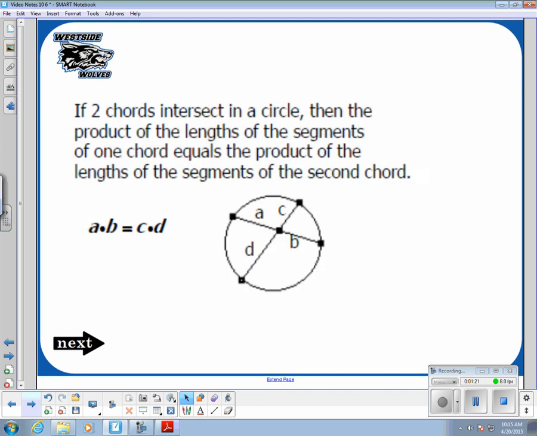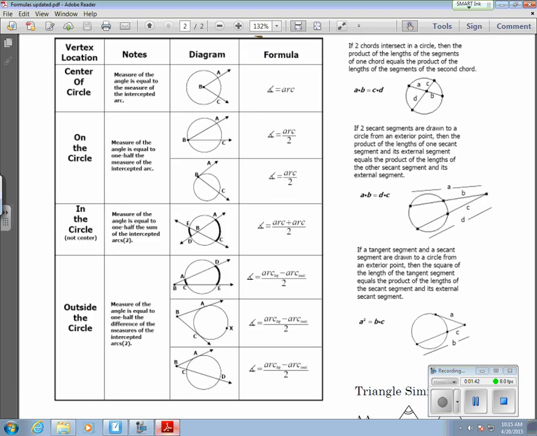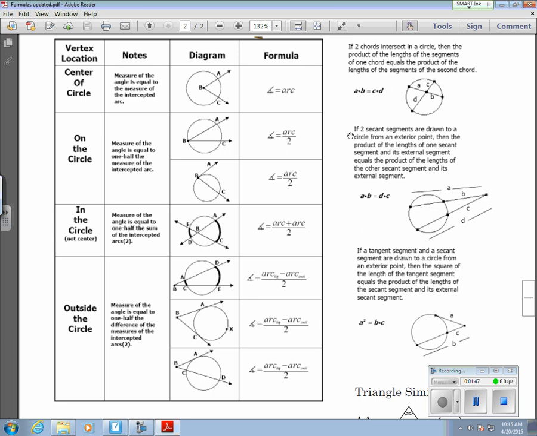All right, so our first one is this theorem. It says if two chords intersect in a circle, then the product of the lengths of the segments of one chord is equal to the product of the lengths of the segments of the other chord. So here we have two chords, and so we have A times B is equal to C times D. And so this is in your packet, and if it's not in your packet, it's also on your postulate theorem or formula chart, because here I've put them both on the back side of our formula chart. There are all our circle theorems for the angles and arc measures. And over here on the right is the first one that we're doing today, and we have the other three there also.